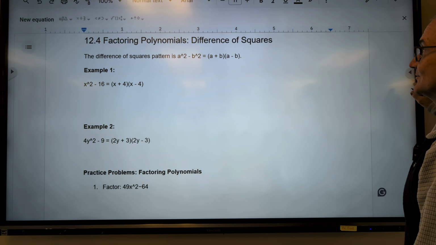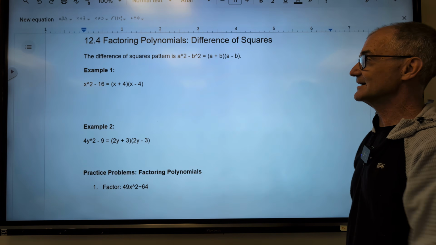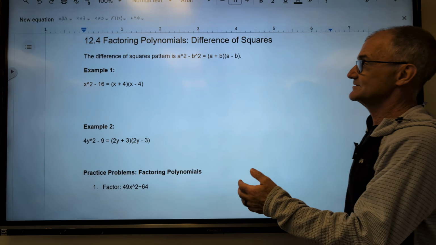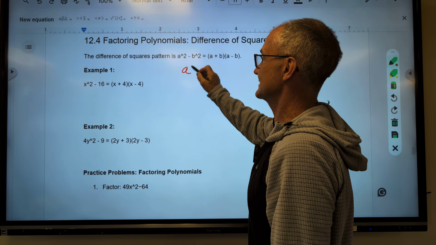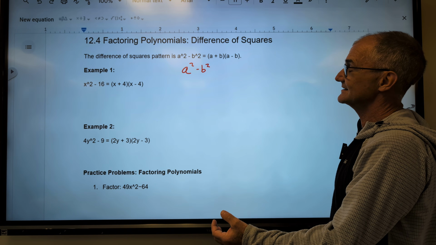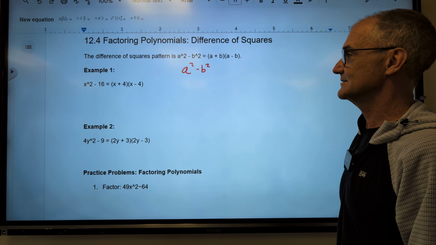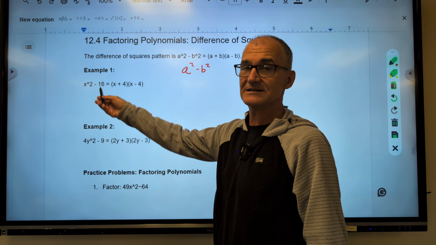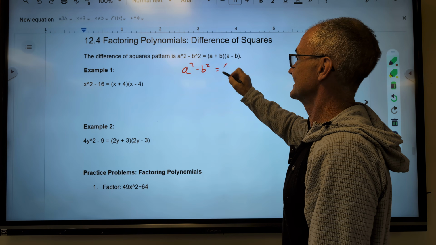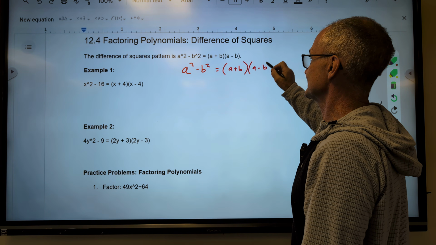So section 12.4, we're looking at difference of squares. That was y squared minus 25. It's giving me a chance to talk a little bit more about it. The difference of squares pattern is one thing squared minus the other thing squared. Usually, ideally, a perfect square, so it works out to be a whole number or an integer, like x squared or 16. If it is a squared minus b squared, the answer is a plus b times a minus b.